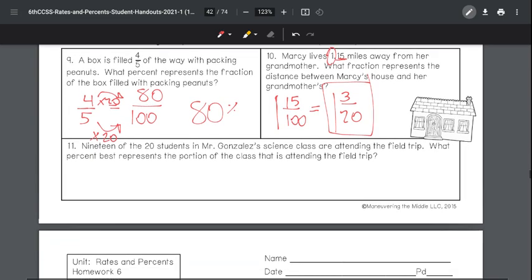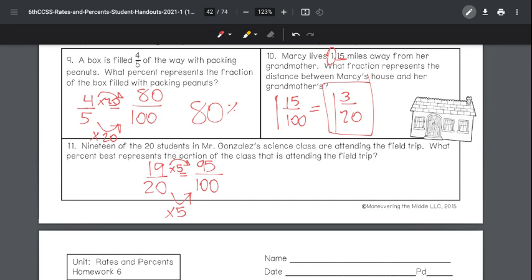Last one. 19 out of the 20 students in Mr. Gonzalez's science class are attending a field trip. 19 out of 20. What percent best represents the portion of the class that is attending the field trip? So set up your proportion to figure out how many out of 100 that is. 20 to 100, you're going to multiply by 5. 19 times 5 gives us 95. So what percent of the class is going on this trip? 95%.